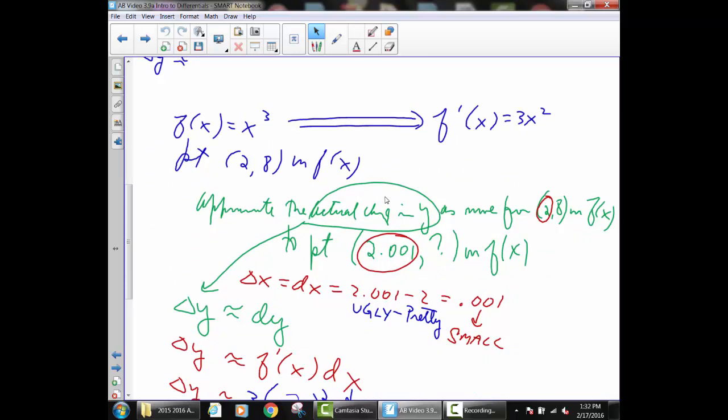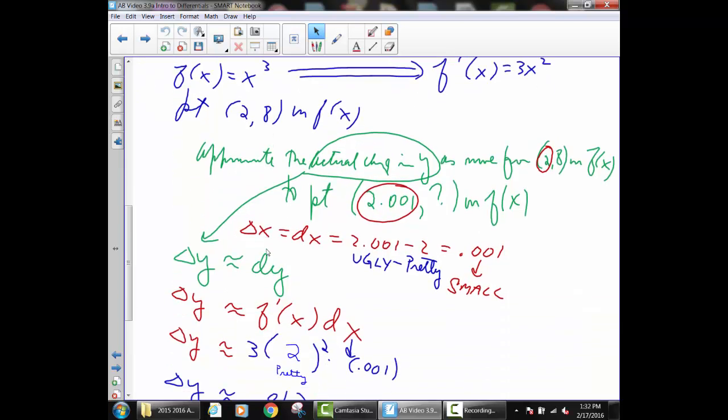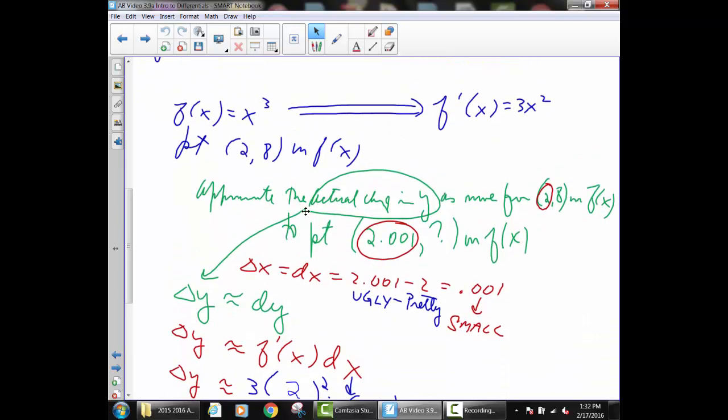Okay. Now, here's an example of how this is used. So let's take that function, f of x equals x cubed. Its derivative, by the way, is 3x squared. Let's look at the point 2, 8 on the graph of f of x. It might say the following: approximate the actual change, but approximate it. So emphasis on the word, don't find the actual change, but approximate the actual change in y as x moves from 2, 8 on the graph of f of x to a point 2.001, comma whatever it is.